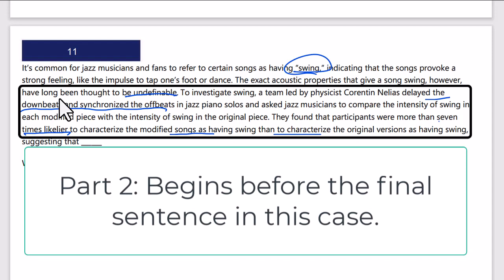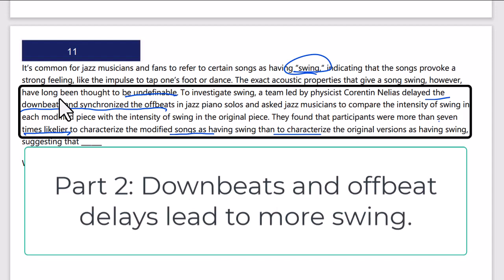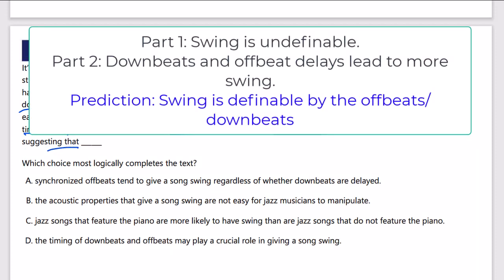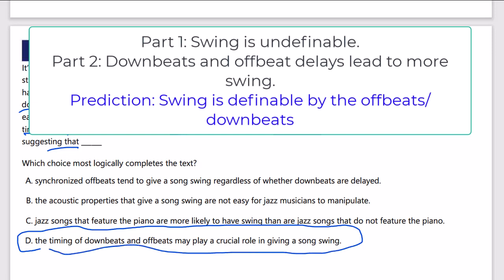So what's the core simple idea? The first part is swing is undefinable. The second part is, according to the results of a study, changes in the downbeats and synchronizing of the offbeats results in a higher feeling of swing according to the musicians themselves. So what does that leave? That's the simple logical statement that suggests that downbeats and offbeats can be a definable measure of swing. I look through the answers. The match to that idea is: the timing of downbeats and offbeats may play a crucial role in giving a song swing.